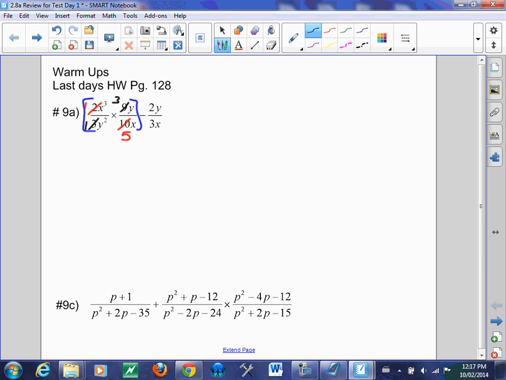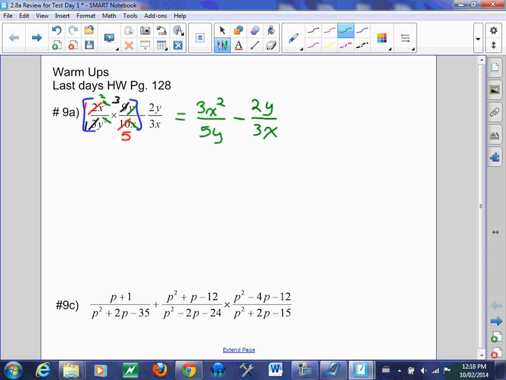Now I'm going to look to cancel the variables. Okay, so I've got y squared here and y here, so that's just going to end up with y. And I'm going to delete my x here, and I'm going to make that x squared. Okay, so what does that mean I have left over? I'm going to multiply the numerator, so I'm going to have 3x squared divided by what's left in my denominator, which should be 5y, and then I need to subtract 2y over 3x.